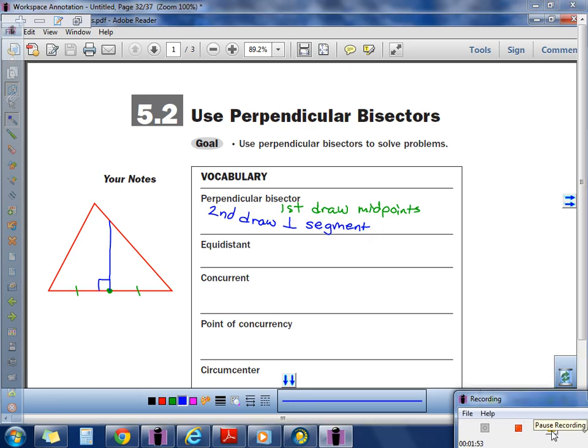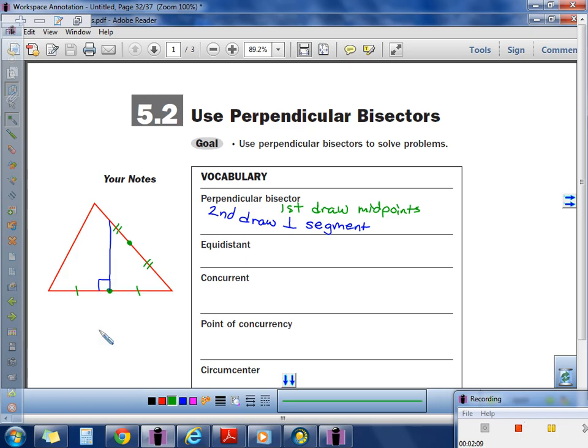Next, I want to continue this process for the other side. So once again, I go back through, I draw my midpoints on another side. So I'm going to go over to this side over here. I'm going to draw a midpoint. I'm eyeballing it, so it's not going to be perfect. I'm going to draw my segment marks, my congruent tick marks.